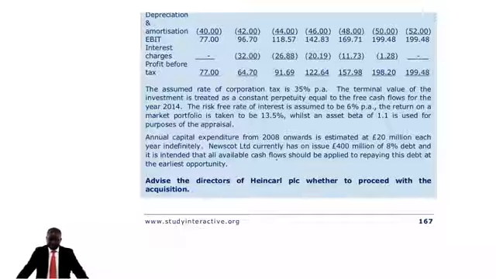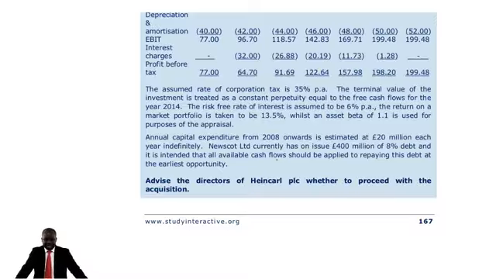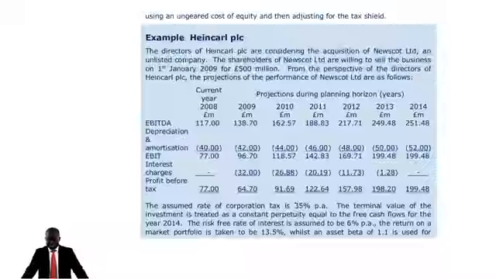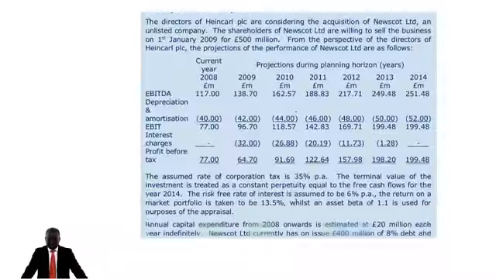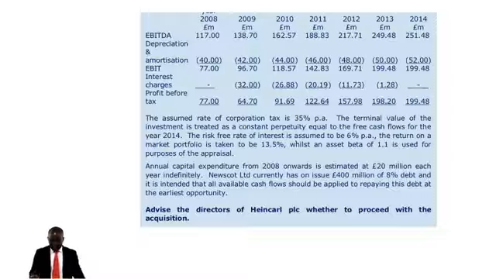News Corp Limited currently has on issue 400 million of 8% debt, and it is intended that all available cash flow should be applied to repaying this debt at the earliest opportunity. Advise the directors of Hinka PLC whether to proceed with their acquisition. Okay, somebody will say, how will we know that this is acquisition type 2? As a result of acquiring the new company, we have to go and bring in what?